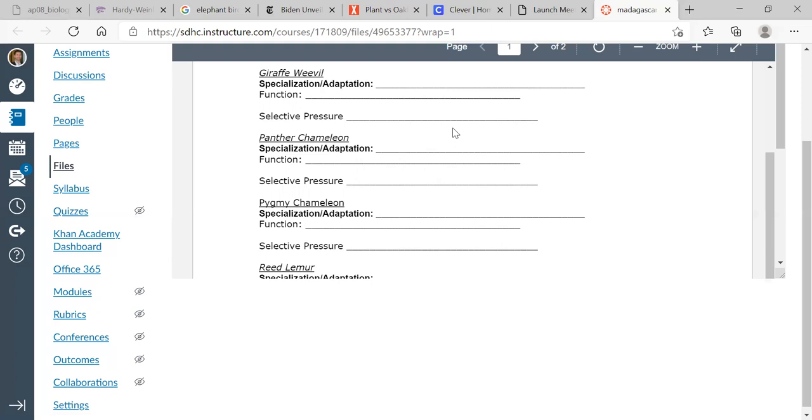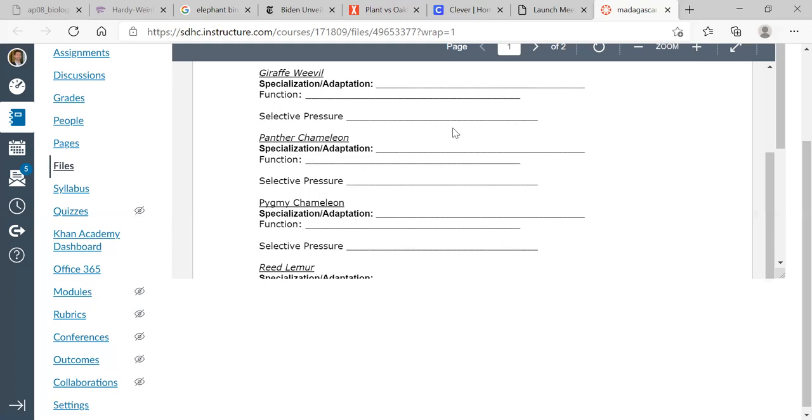So there's a lot of ways you could have gone. The functions of the toes and the legs and the tail are meant to have a life in the trees. The tongue is meant to get food you can't reach. And the horn is meant to fight off intruders, fight off rivals. The selective pressures could be your habitat, competition for sure, competition for food, competition for space.